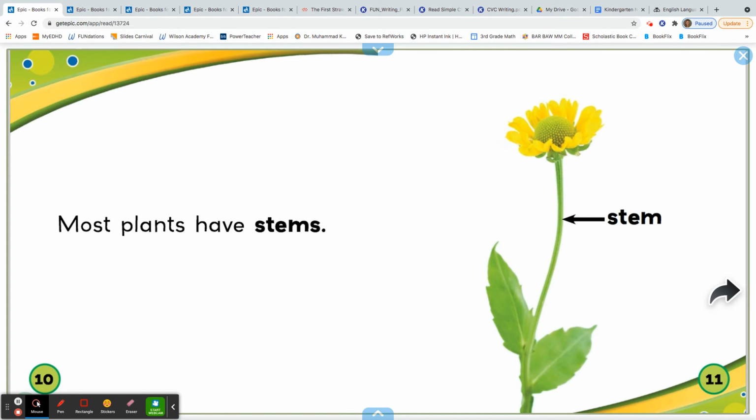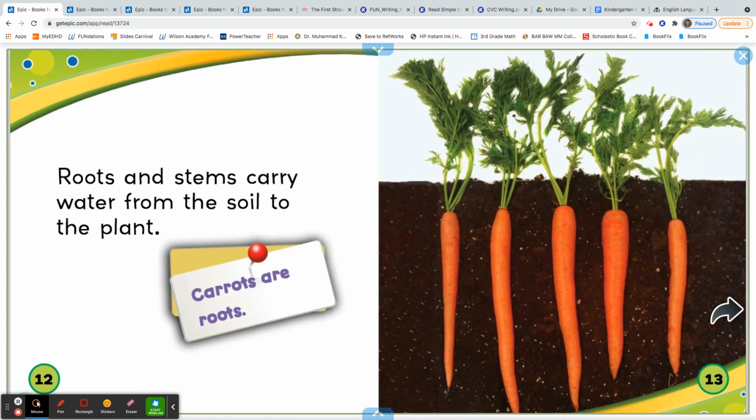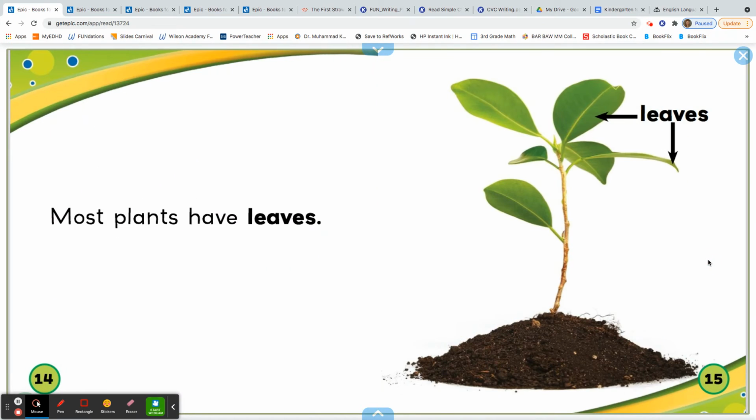Most plants have stems. Can you point to the stem in that diagram? Right, because it's labeled stem with an arrow. Roots and stems carry water from the soil to the plant. Oh, look, here's a caption. Carrots are roots. Did you know you're eating a root? Look, the carrot grows underground. Most plants have leaves. Leaves, another label on a diagram.